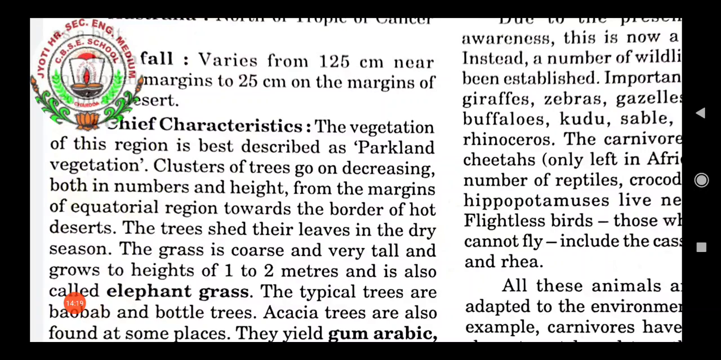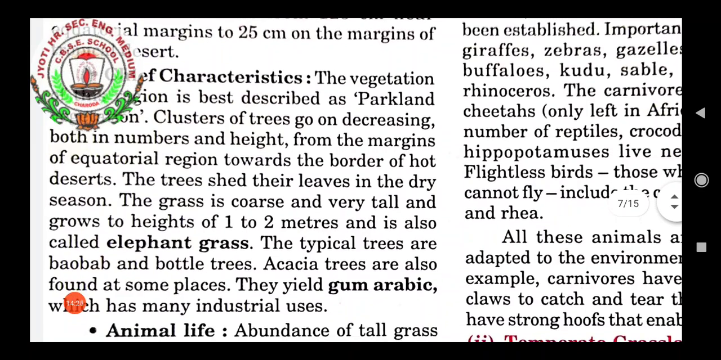The trees shed their leaves in the dry season. In this vegetation, the grass is coarse. Coarse means very rough and harsh in texture. So this grass is very harsh in texture and very long, with a height of 1 to 2 meters, and it is also called elephant grass.